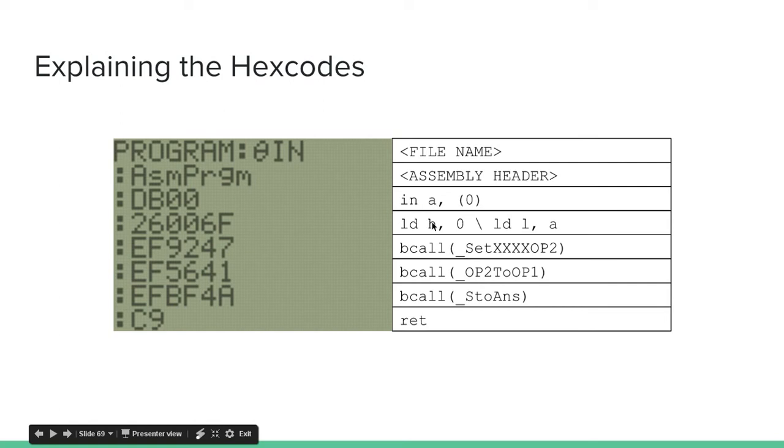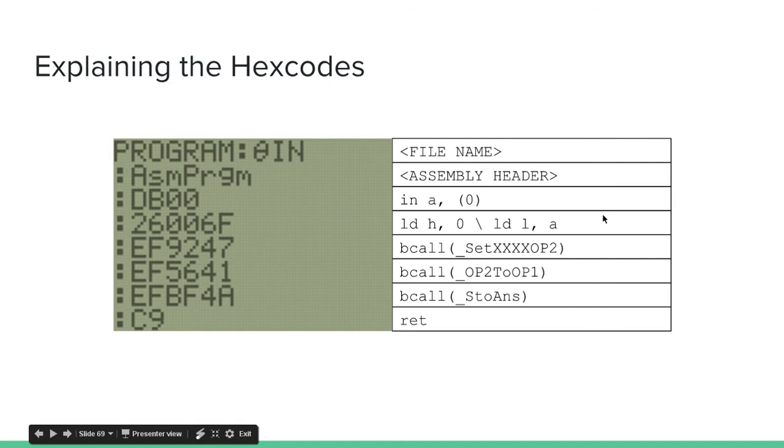Then we load into the H register 0. Then we load into the L register A. So the 2600, that says load into the H register 0. Then 6F says load into the L register A. And the reason we do that is because if you combine the H and L register together, you get the HL register, which is a 2-byte register. So we're just making the most significant byte 0 and the least significant byte A. So that means the HL register, the 2-byte register, would simply hold the value of A.